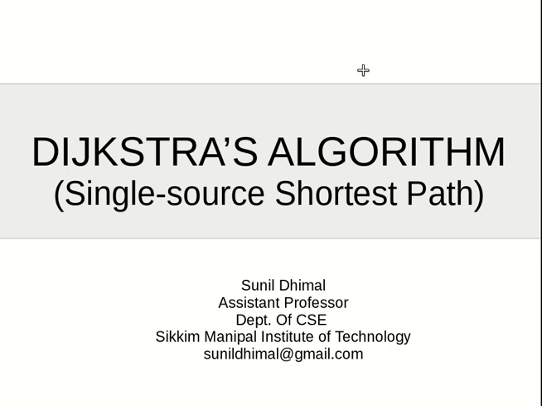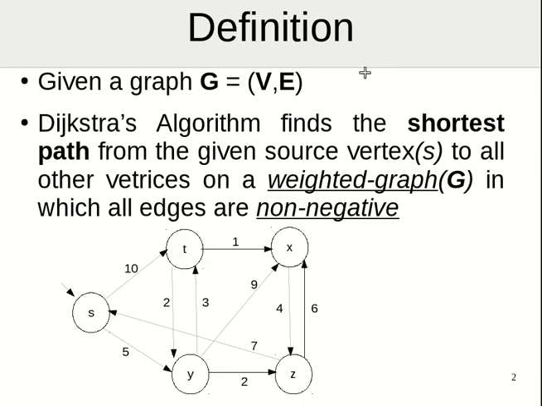Hello friends, the topic for this video is Dijkstra's algorithm for finding the shortest path. Given a graph G with set of vertices V and set of edges E, Dijkstra's finds the shortest path from a given source vertex, let's say S, to all other vertices in a graph. It will find out the shortest path from S to all other vertices in a graph.